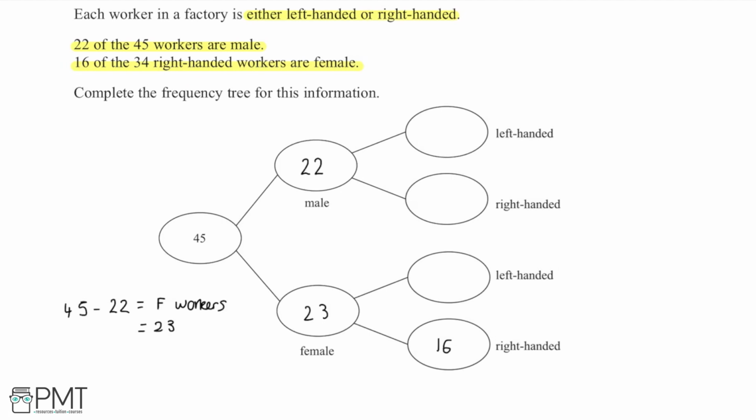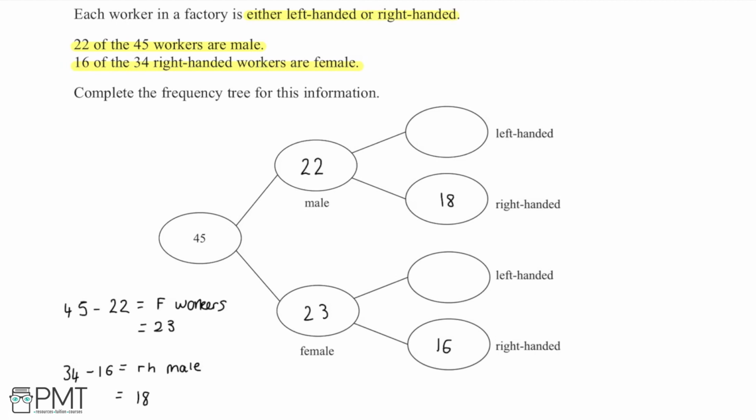So in order to work out the number of right-handed male workers, we take the 34 and minus this 16 to give us the right-handed male workers. And that gives us an answer here of 18. So I can substitute that into the right-handed male workers box.